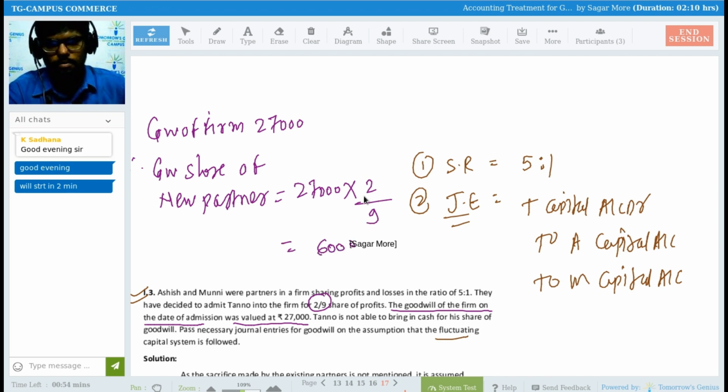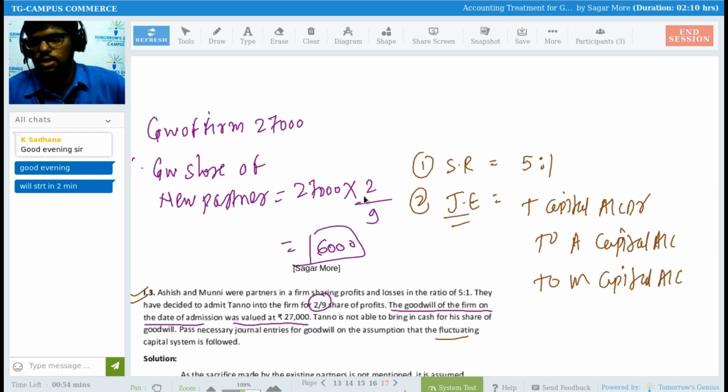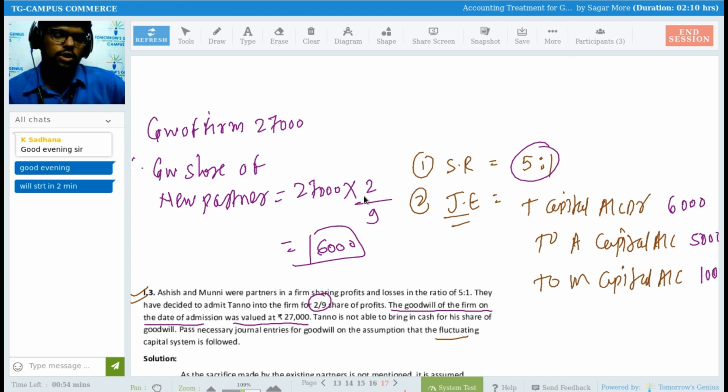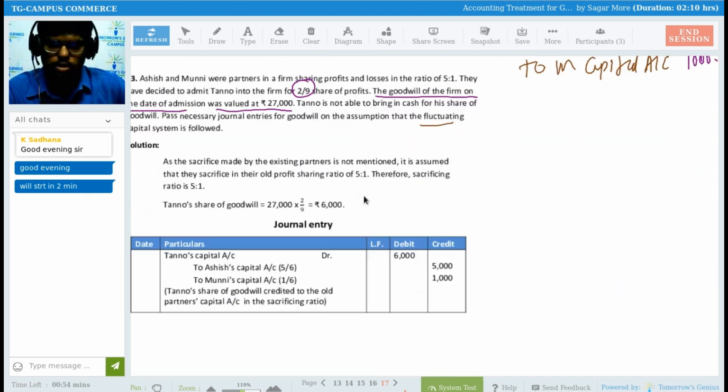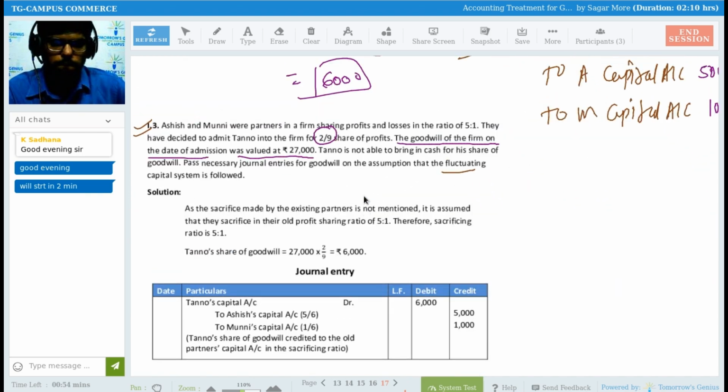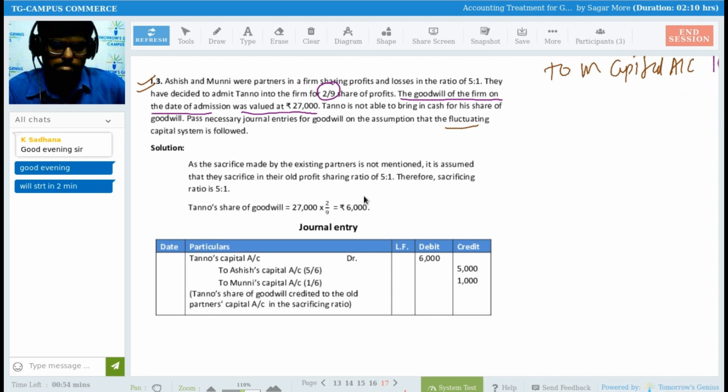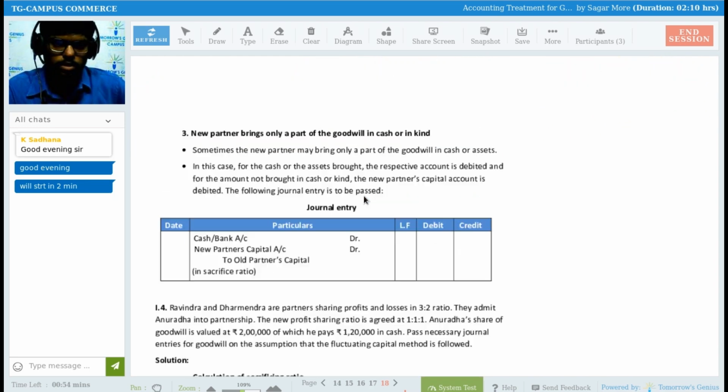Answer is 6,000. So this 6,000 rupees I need to distribute now, calculating in the ratio of 5:1. 5,000 and 1,000. Understood these, Dhanushri, Shivari, Sadhna? Yes, sir. Dhanushri, are you there? Understood? Yes, sir. Understood, sir. Okay.